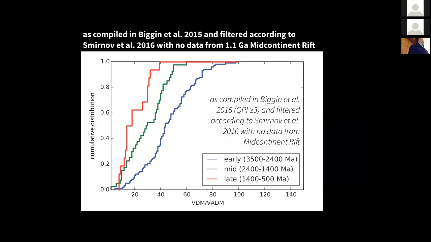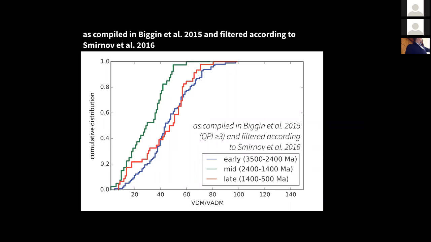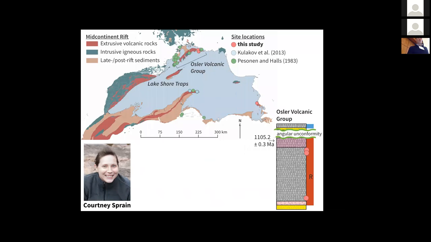However, if we apply that same filter and get rid of all the data from the Midcontinent Rift, that's where this red line is right now, we, A, don't have very much data at all, and what's remaining is actually quite low. So in this case, the higher intensity in this late bin and its similarity to this early bin is really dependent on the data coming in from the Lakeshore Traps and from this Kudakov study developing data from the Lakeshore Traps.